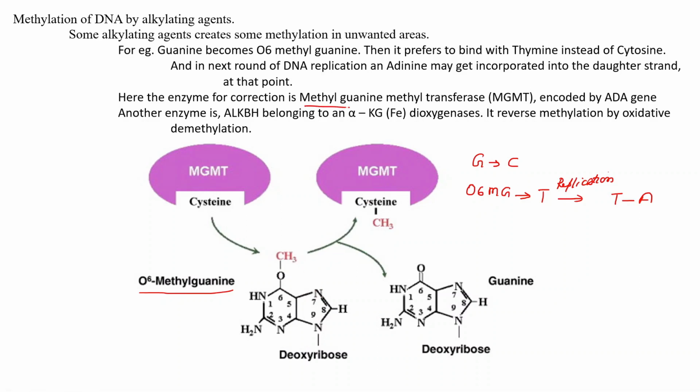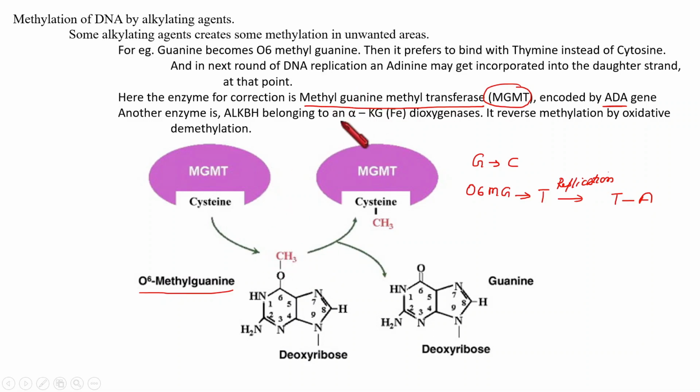First one, methyl guanine methyl transferase. It is otherwise called MGMT. Okay, MGMT. And which gene is encoding this enzyme? That is the ADA gene. It synthesizes this enzyme to correct or remove the methyl group from the bases. Mistakenly incorporated methyl groups are removed with the help of this enzyme.